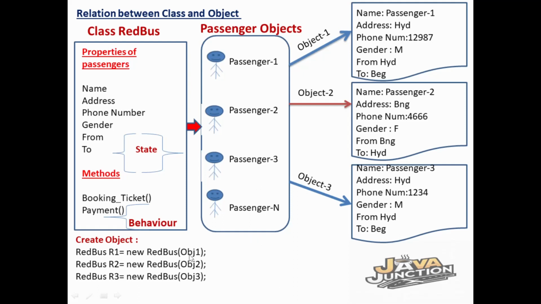Okay, so the object creation syntax is like that. Redbus is a reference variable, r1 equal to new, where new is the keyword to create an object of the class. Okay, and Redbus() is the constructor. This new Redbus() is a constructor. Whether you define it or not, by default every class gets a default constructor. If you define one specifically, then it will not create any default constructor. That is the main thing, and this is the main difference between the class and object.